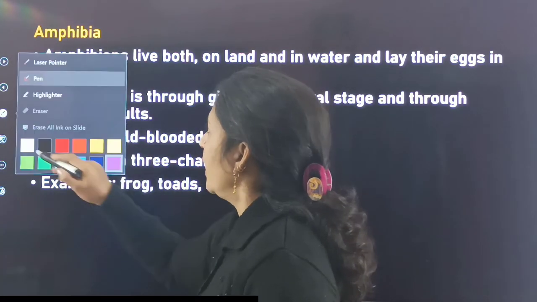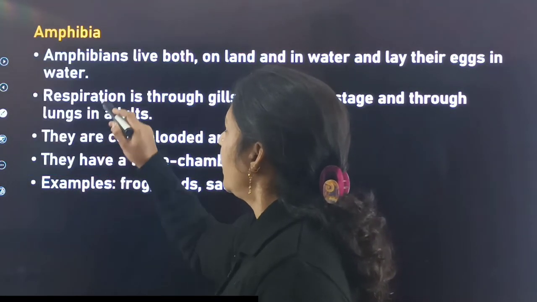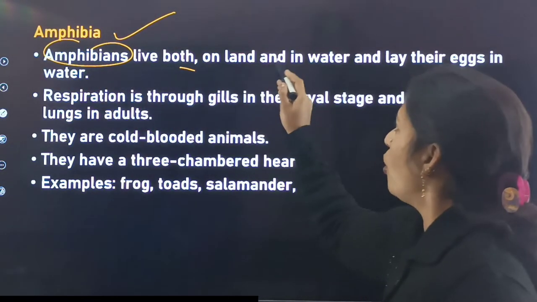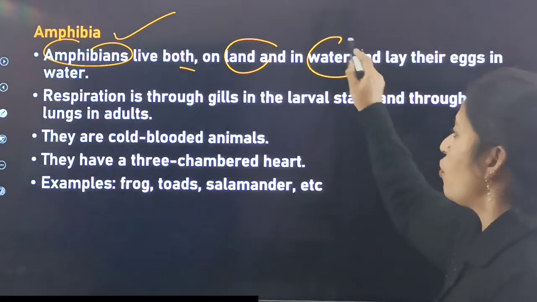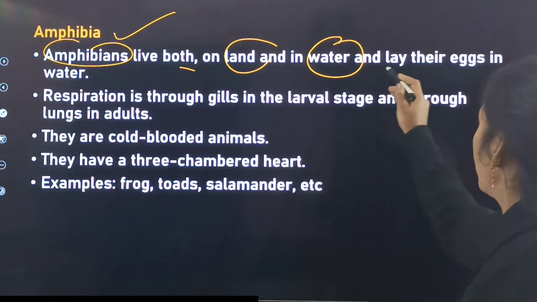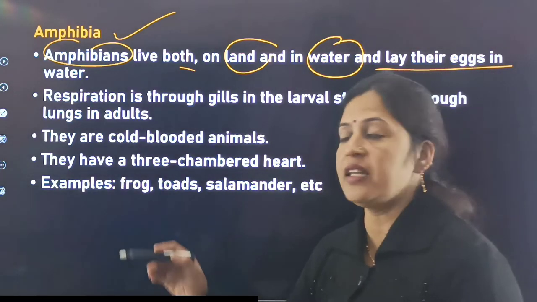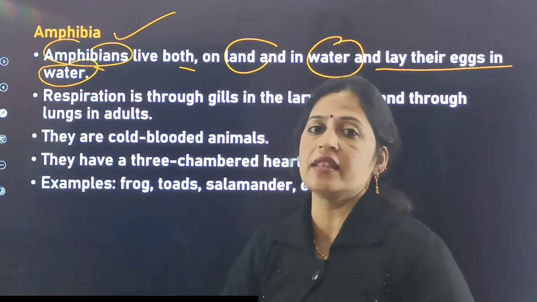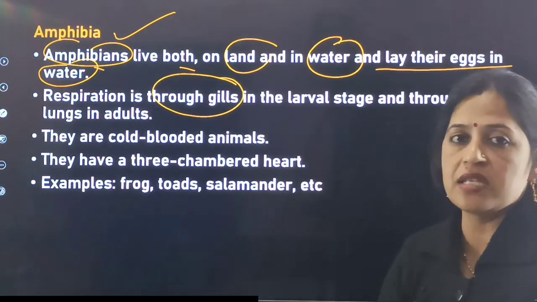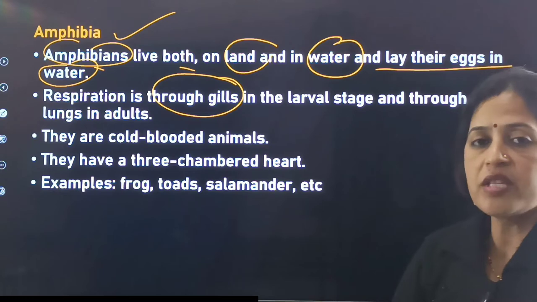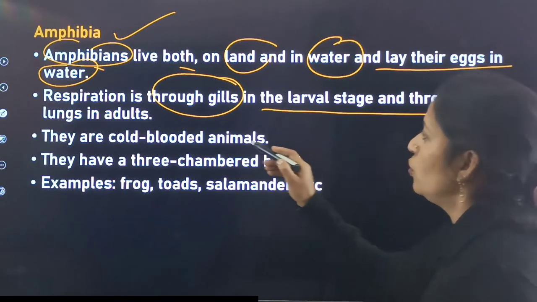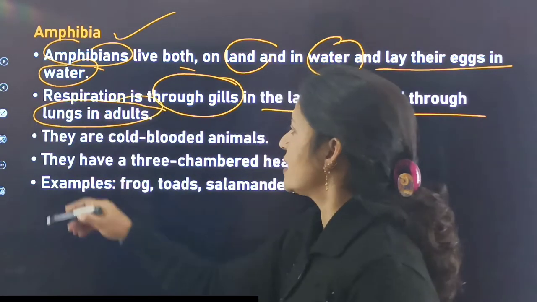Next is Amphibia. Amphibians live both on land as well as in water, and especially they lay their eggs in the water. In case of the Amphibia, the respiration is through gills in the larval stage and through lungs in the adults.